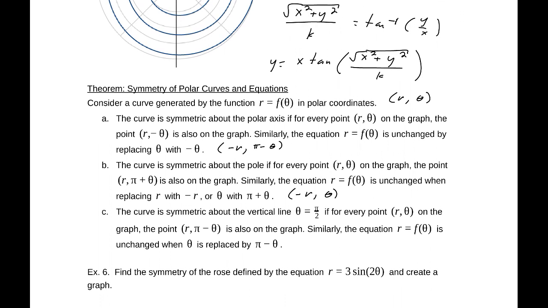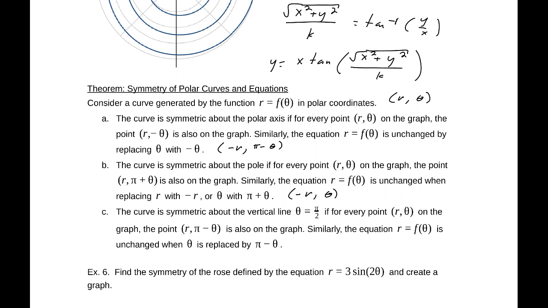And it's symmetric about the vertical line, theta equals pi over 2. I don't think that's considered a vertical line. No, that would go through the origin. The slope of 1, I believe. I think that actually might be a typo in the book.